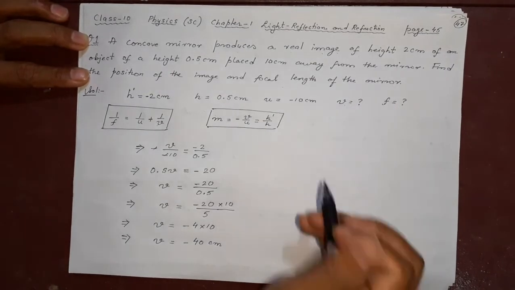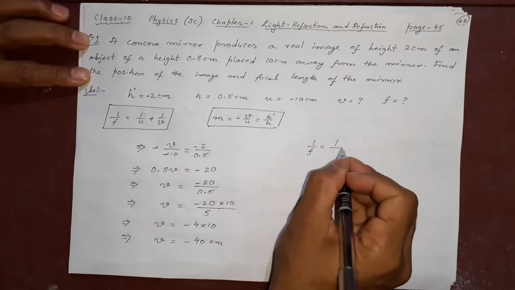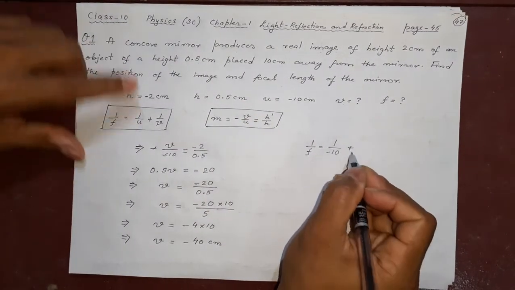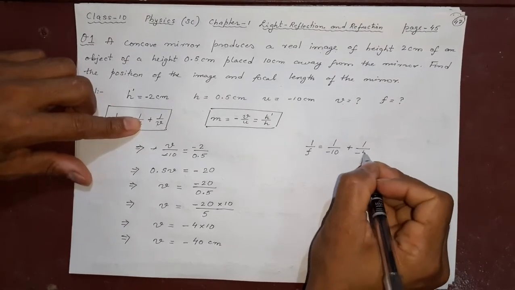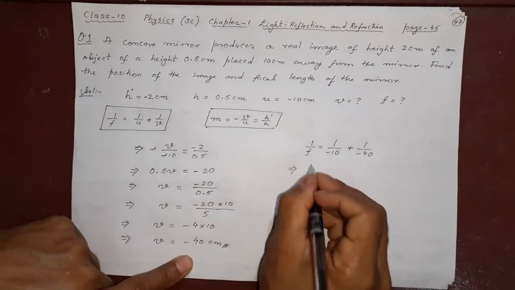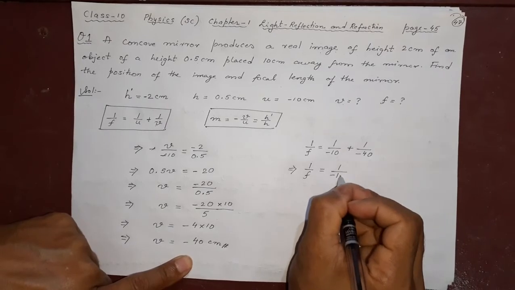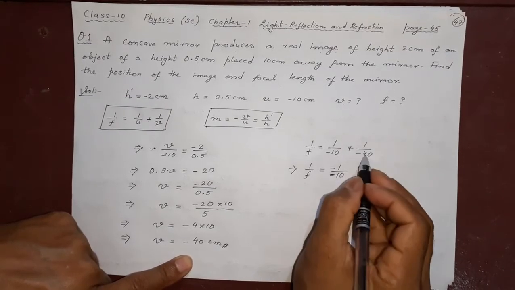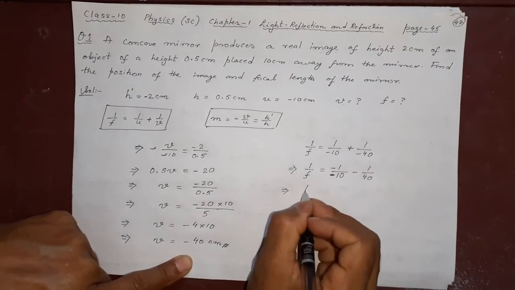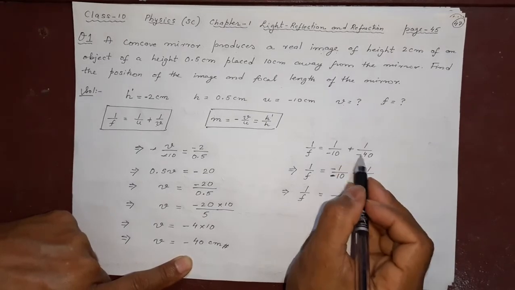Now the next thing is, what is the focal length? You use this formula, 1 by f equal to 1 by u plus 1 by v. What is u? Minus 10. What is v? 1 by minus 40. We already got this answer. Then what is f? You can write the signs, plus into minus, minus 40 like this. The denominator minus can be kept in the numerator.